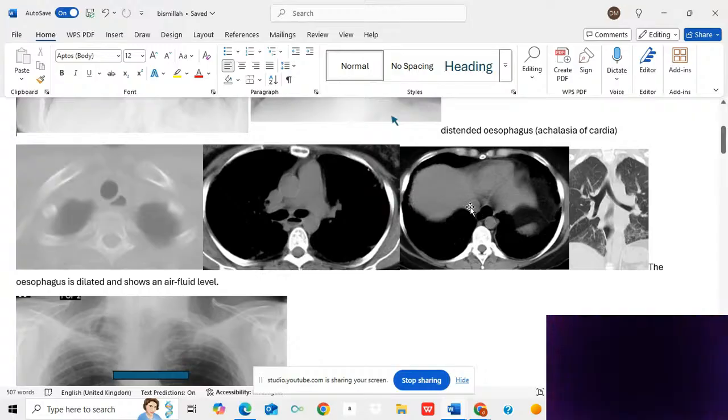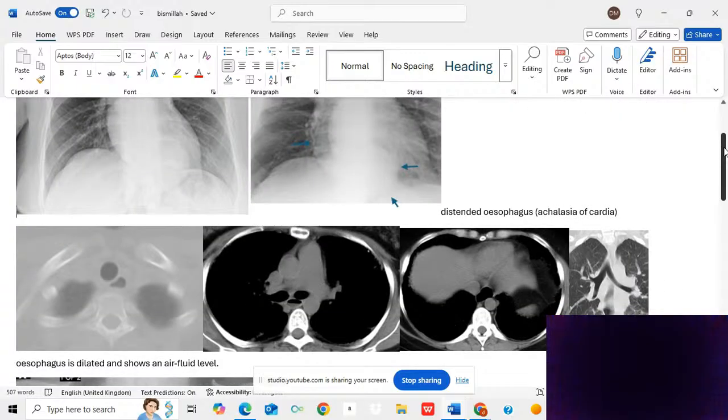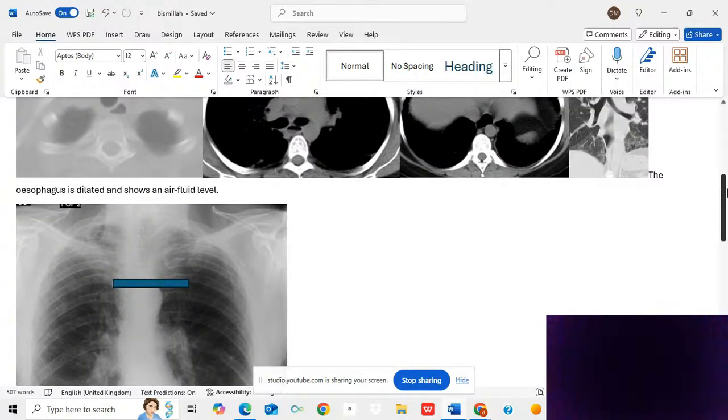This is the aorta and the IVC. This is the esophagus. This is the azygous vein. This is the dilated esophagus. Here, can you see this too? This is the dilated esophagus. So all of these are examples of distended esophagus or achalasia of cardia due to esophageal fibrosis in systemic sclerosis or scleroderma. Okay, so let's see the other case.